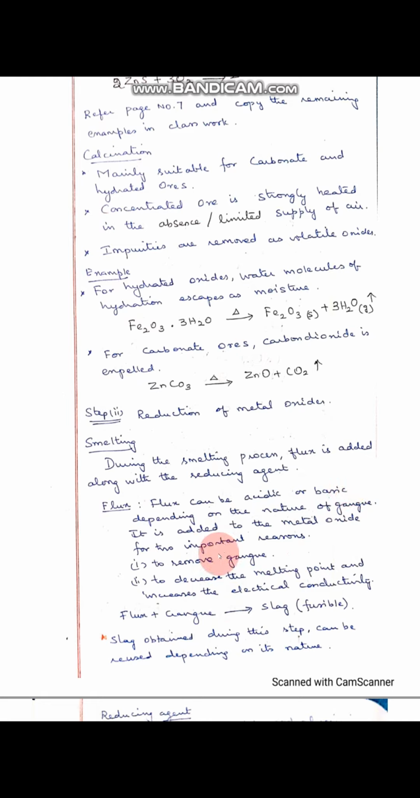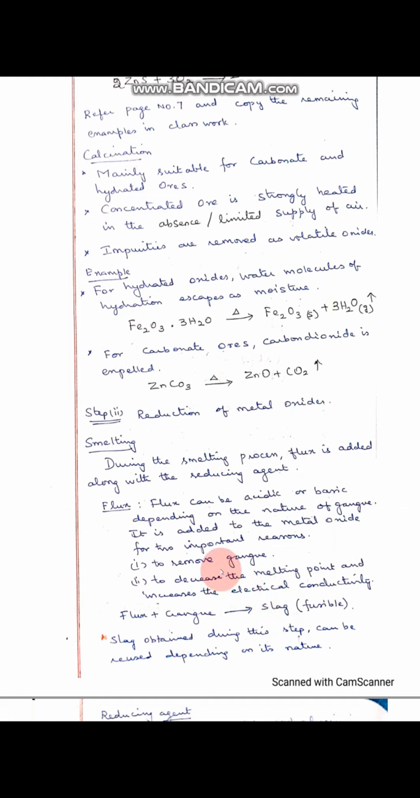Now, what is the next thing? The flux is added for two important reasons. One reason is to remove the gangue. The flux will react with the gangue and be converted into something called slag. Flux plus gangue forms slag, and the slag is a fusible matter. And the next thing is that the flux will reduce the melting point and increase the electrical conductivity of the metal. So these are the two reasons why we are adding flux.